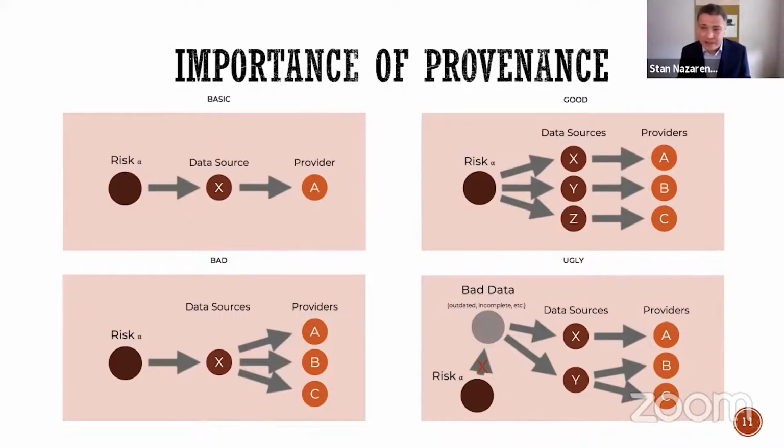And the really ugly example is in the bottom right quadrant, when we buy data from several providers, but all of them are using the same broken or outdated source of information. So therefore, we pay more money and we actually gain wrong insights into the underlying risks.